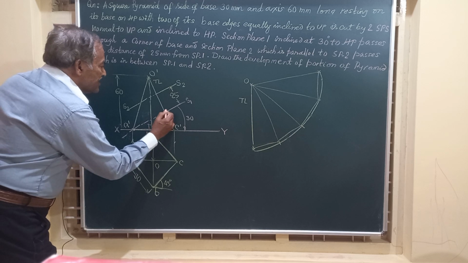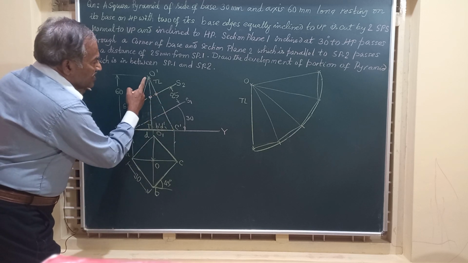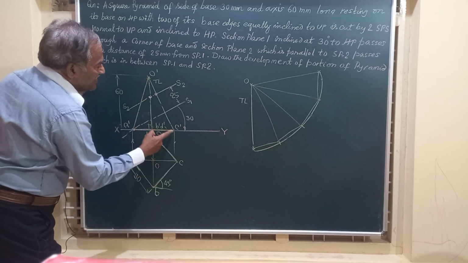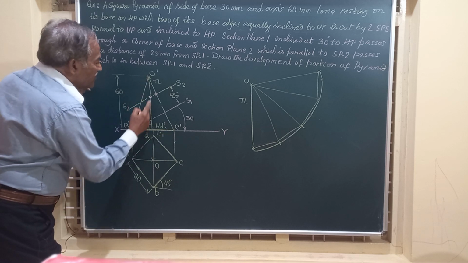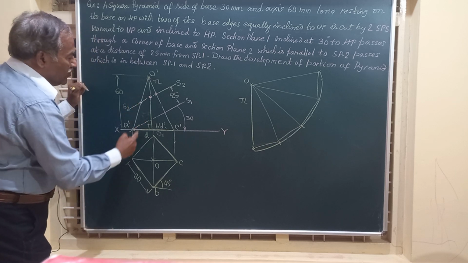This part we need to draw the development. So friends, here let us mark the points where it is cutting. SP2 is cutting OC here, OB and OD here, and this point is on OA.